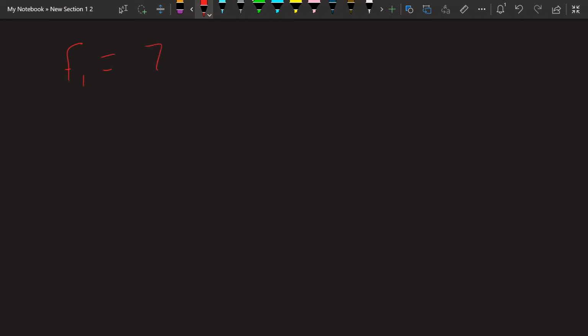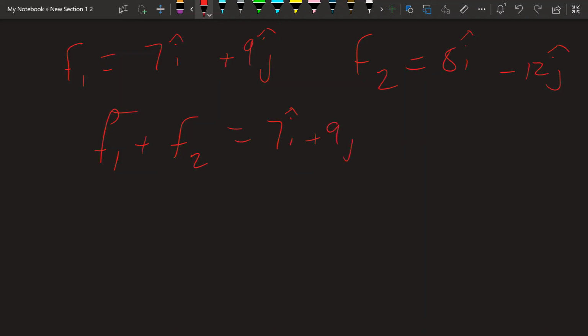F1 is 7i plus 9j. N means Newton, forget about it. If it came in the written, then write Newton. If it didn't, then don't write Newton. F2 is 8i minus 12j. They're telling you, find the resultant of F1 and F2. So find F1 plus F2. This is the resultant, 7i plus 9j plus 8i minus 12j, right? Let's add them. We get 15i minus 3j. That's the resultant. And then they're telling you the direction.